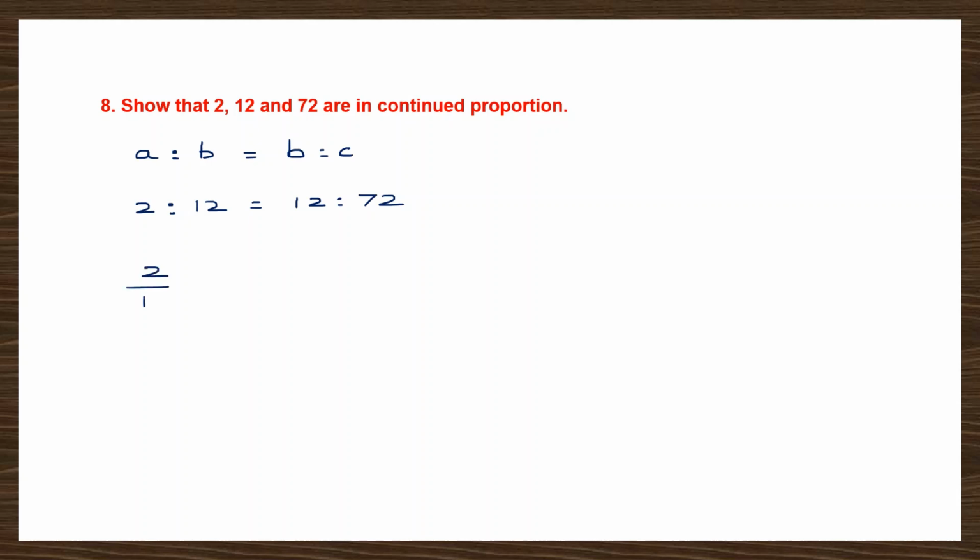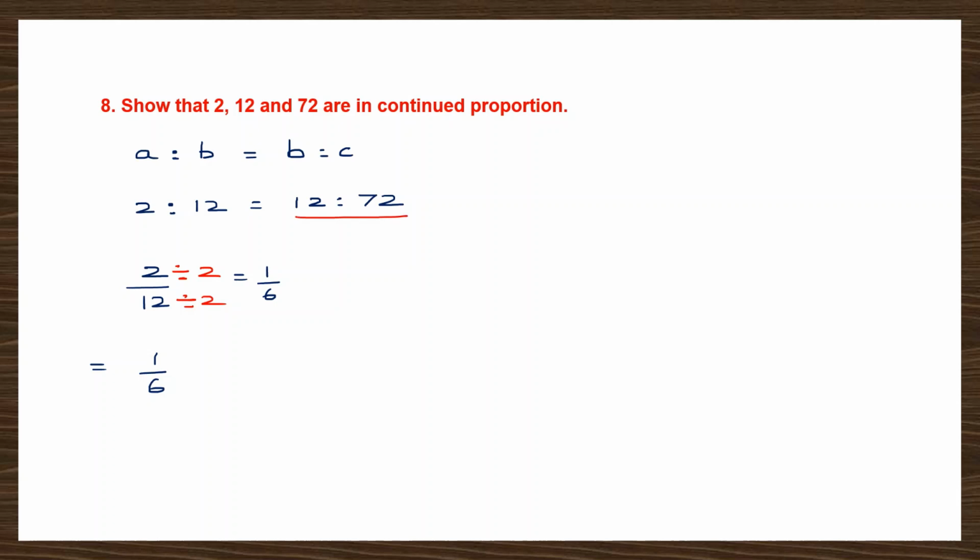Now let's simplify 2 by 12 and see what we get. So 2 by 12, let's divide this by a common factor. Divide both by 2 and see what we get. 2 1s are 2 and 2 6s are 12. So the left hand side we've got 1 by 6. So let's write that down here. On the left hand side we got 1 by 6. Now let's see on the right hand side what we're getting.